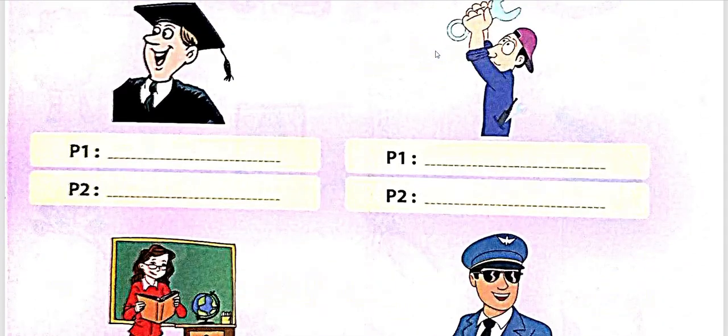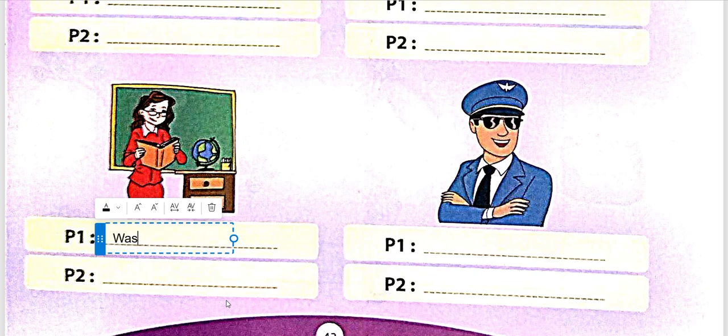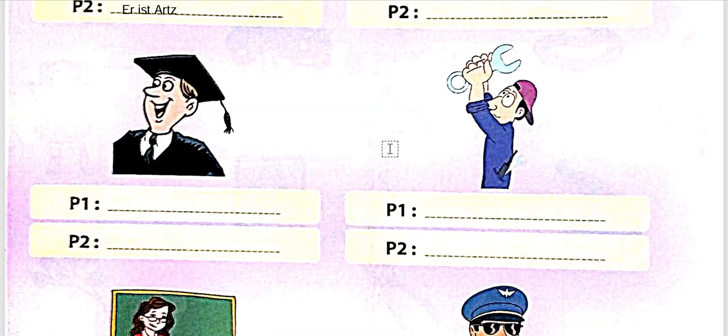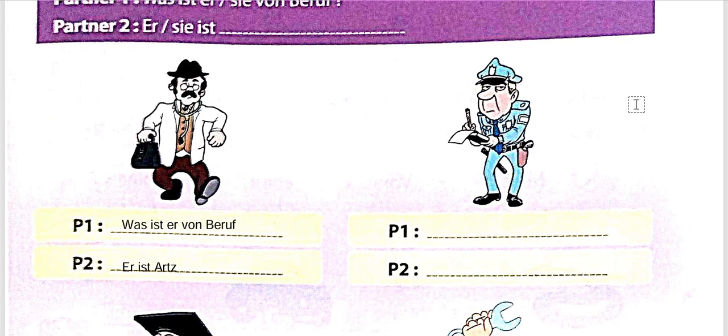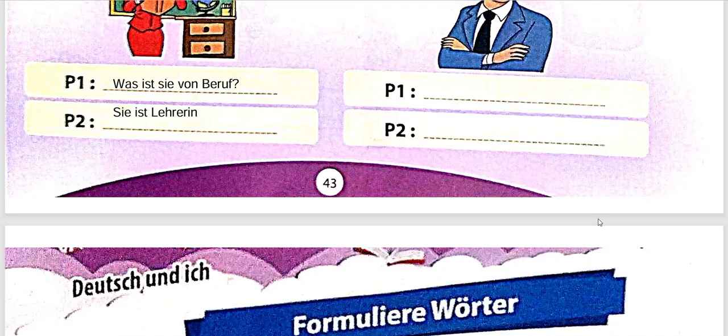Okay, let's take a female example. Here we have a teacher. Was ist sie von Beruf? Partner 2 should say, sie ist Lehrerin. She is teacher. So simple like this, you can fill in everything because all are discussed. I'll just tell you police, lawyer, mechanic, and pilot.